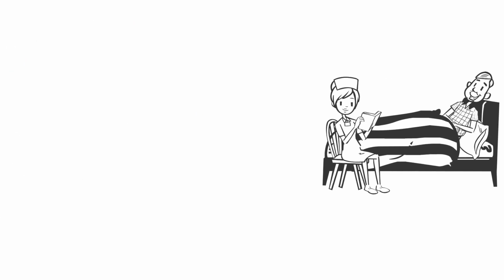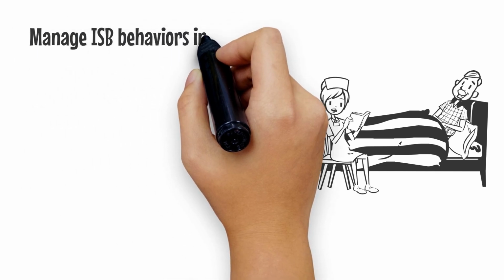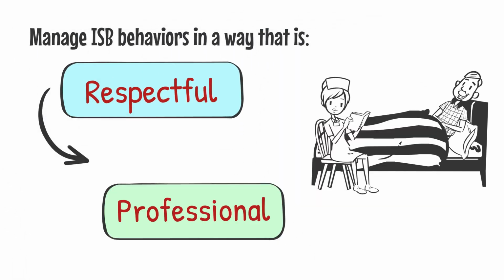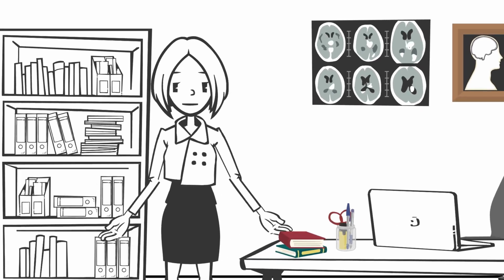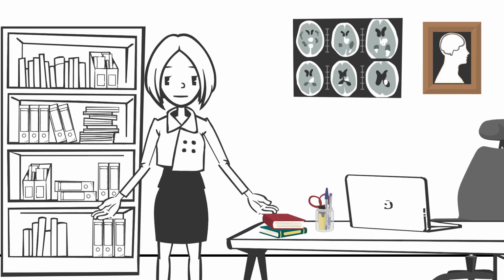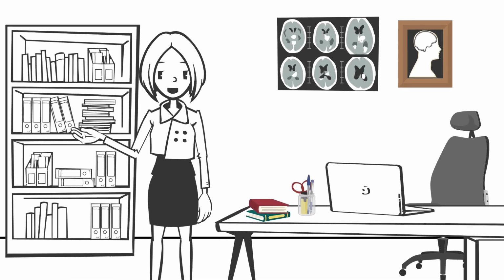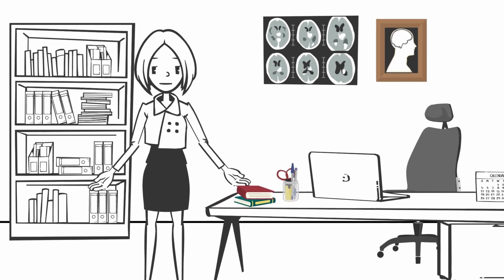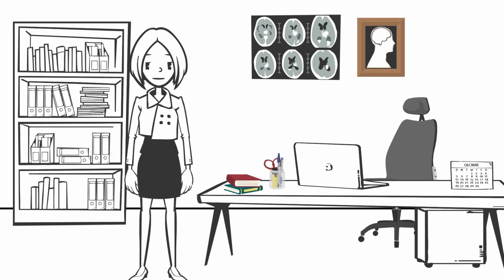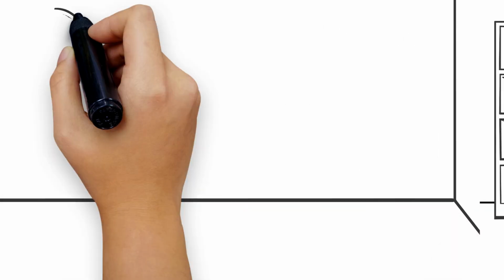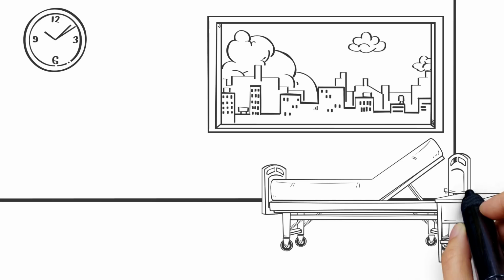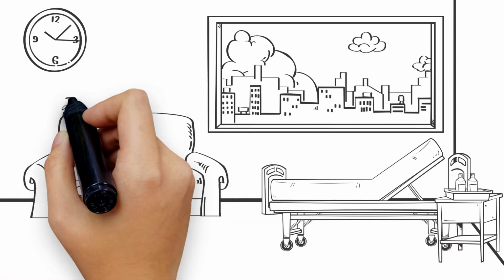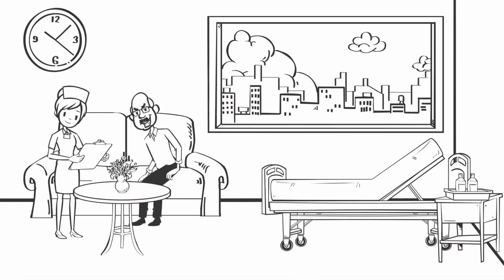By integrating these strategies into your caregiving approach, you can manage ISB behaviors in a way that is respectful, professional, and supportive of the patient's well-being. All right, let's bring our discussion to life. We've covered key strategies for managing ISB. Now, we'll see these techniques in action with a practical scenario, demonstrating how to apply these skills in real caregiving situations. Get ready for a hands-on exploration of empathy, clarity, and respect in action.